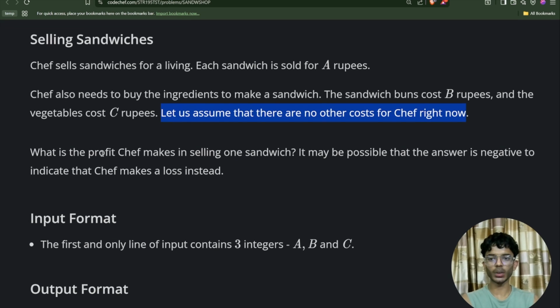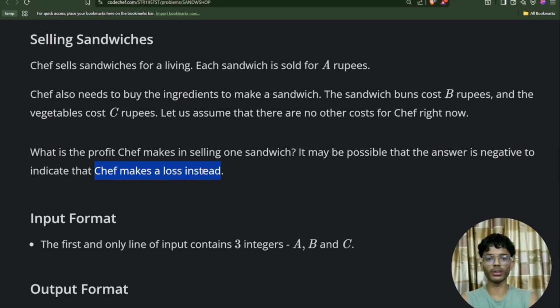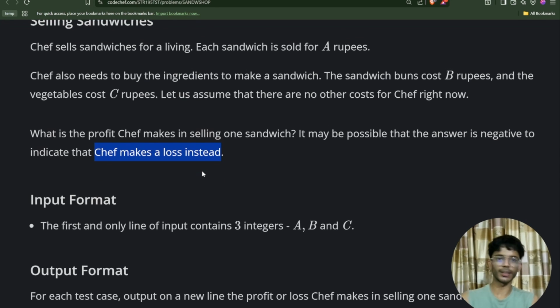Now we need to print what is the profit chef makes in selling one sandwich. It may be possible that the answer is negative, which indicates that chef makes a loss instead of any profit. So all we need to do is print the amount of profit or loss chef makes by selling sandwiches for A rupees, while the cost of making the sandwich is B plus C rupees, right?